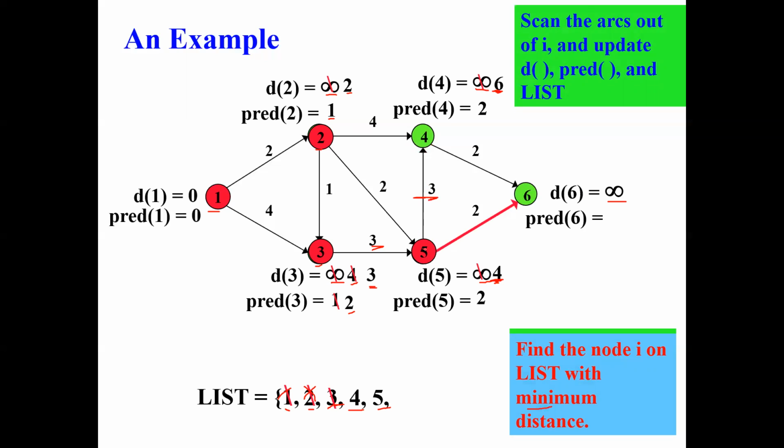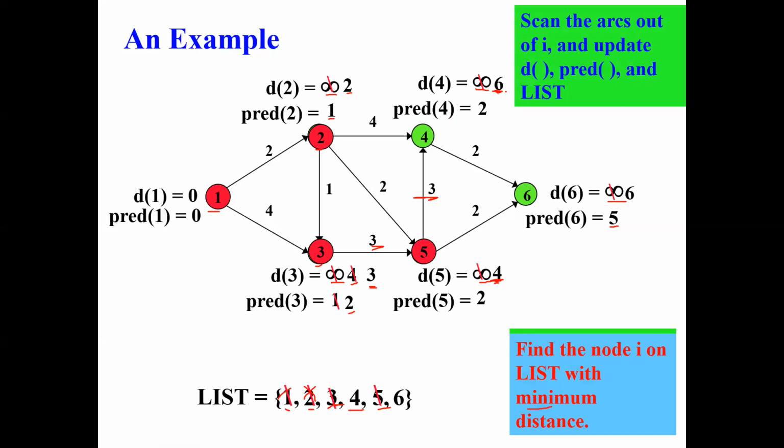Then we look at 6, from 5 to 6, distance is infinite. Up to this point is 4, up to 5 plus 2 is equal to 6. 6 is less than infinite. So we update and we state that the predecessor for 6 is 5. So we are done with 5. We still have 4 and 6.